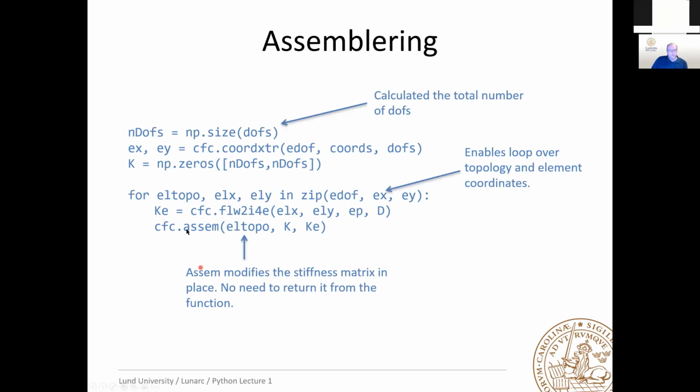So what we do then is, first we need to figure out how many degrees of freedom we have in our problem. We do that by specifying n-dofs equals to mp.size. In this case, the number of degrees of freedom we have is the size of this array. We will extract element coordinates, and we do that using the coord extract command here. And then we do edof as input, coord as output, and then dofs here.